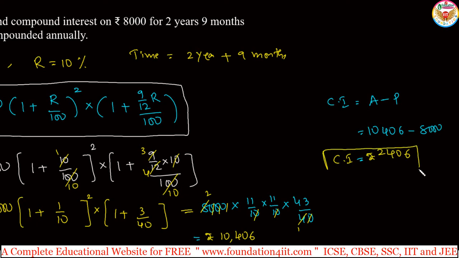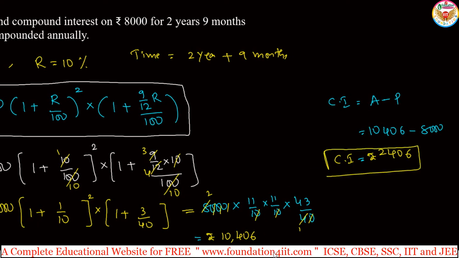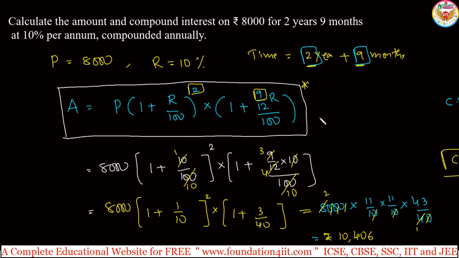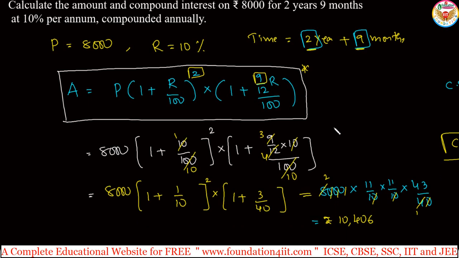The main thing is that we use this formula concept when they give a combination of years and months. Years is 2, months is 9: we kept 2 in this place and 9 in this place. Only these positions change. If it is 3 years 9 months, 3 and 9 will come. You can remember this to calculate the amount or compound interest directly when they give the combination of years and months.